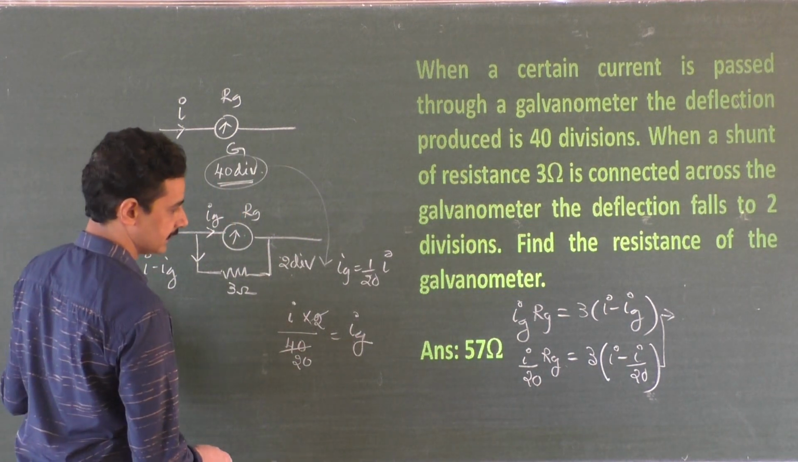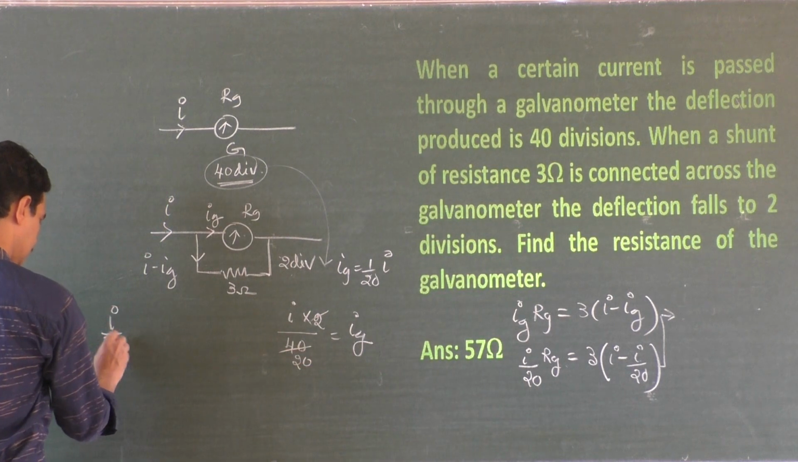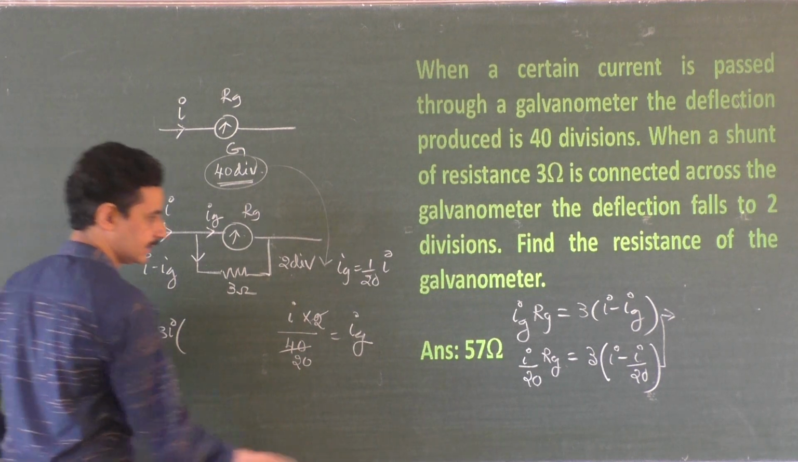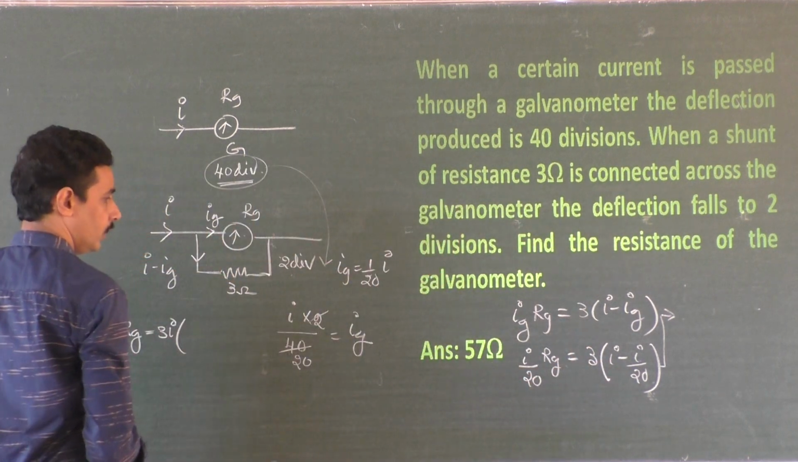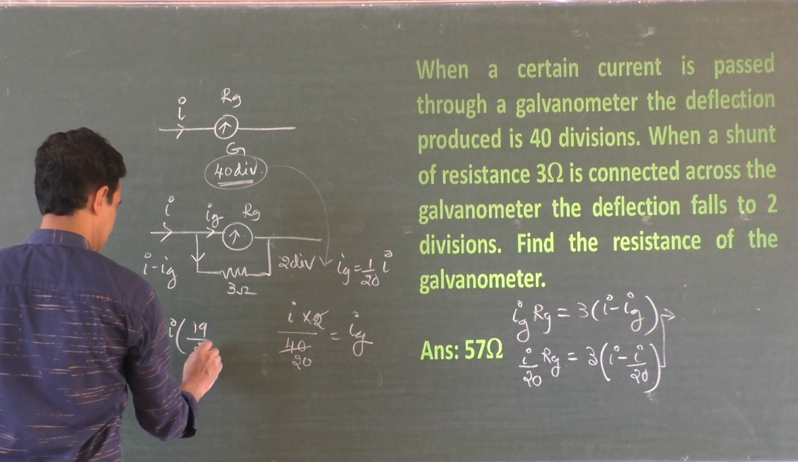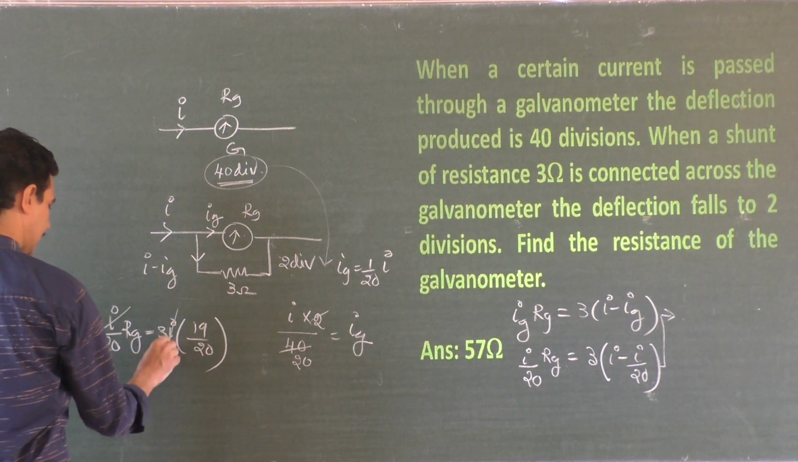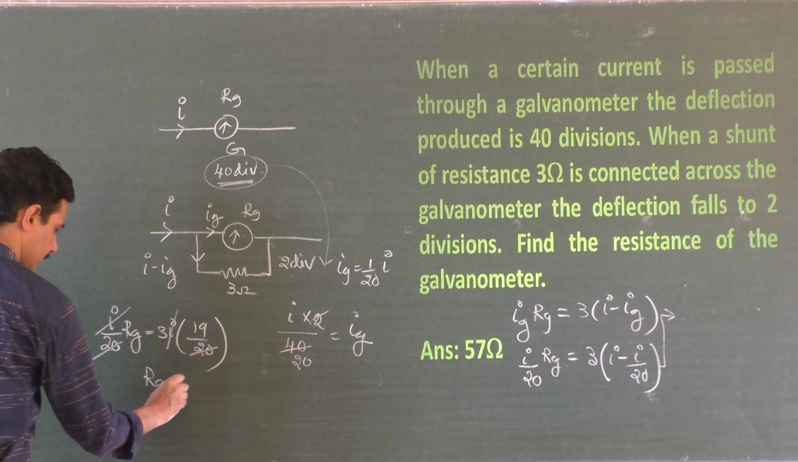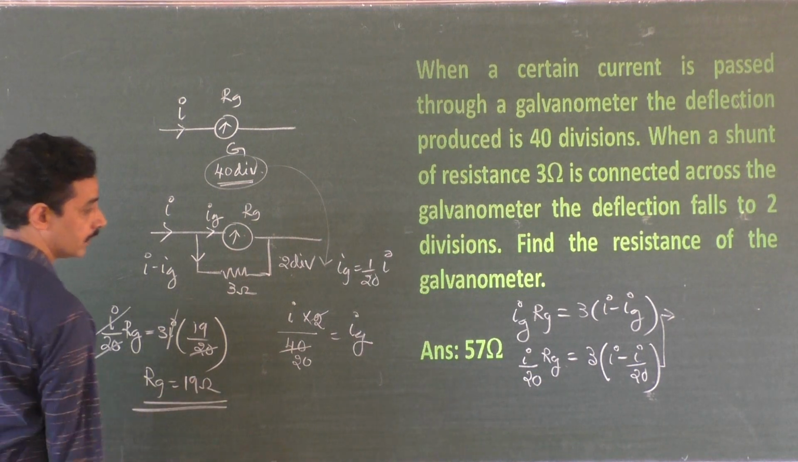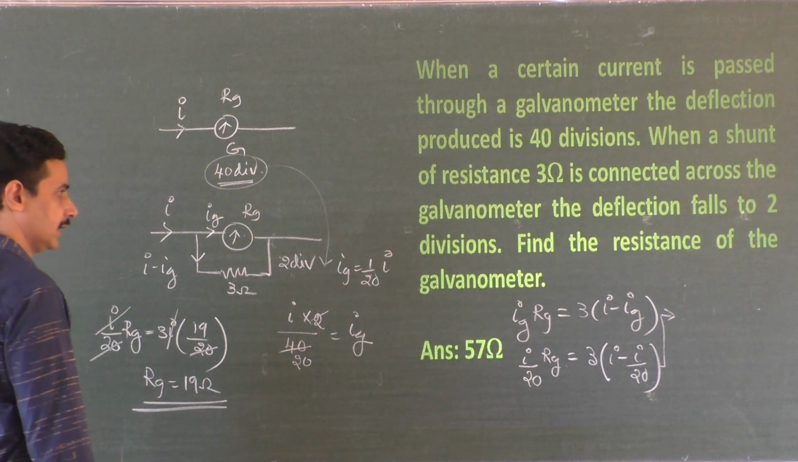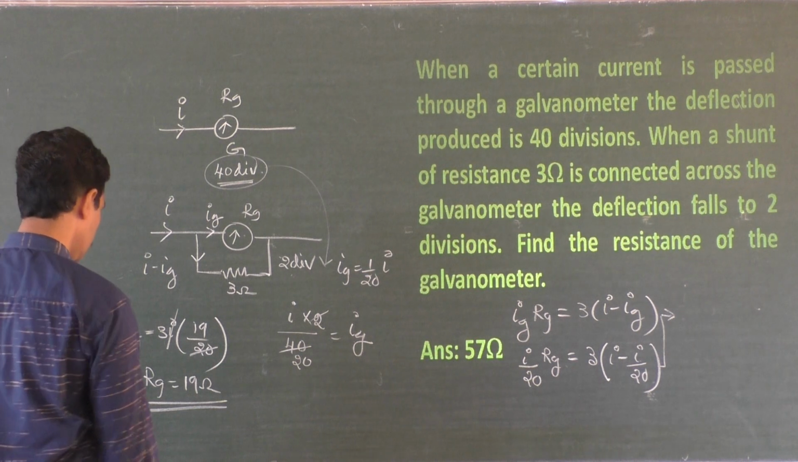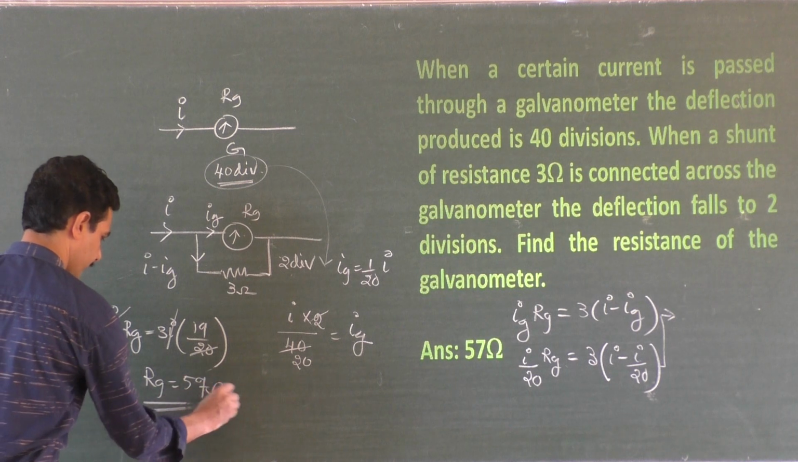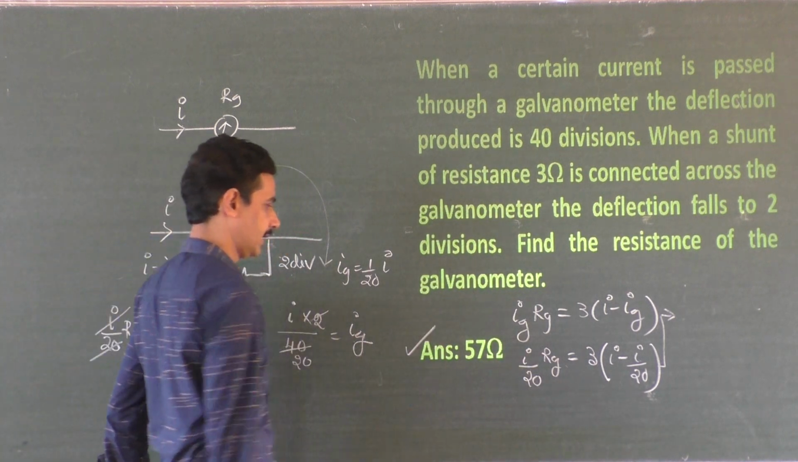So the next step goes like this. I by 20 into Rg is equal to 3I, I will take 3I common. 1 minus 1 by 20, 19 by 20. I gets cancelled, even 20 gets cancelled, finish. Rg is equal to 19 ohm. Oh, we don't get 19 ohm, correct? Sorry. 3 into 19, right? 3 into 19, 57 ohm. It is right. Correct answer.